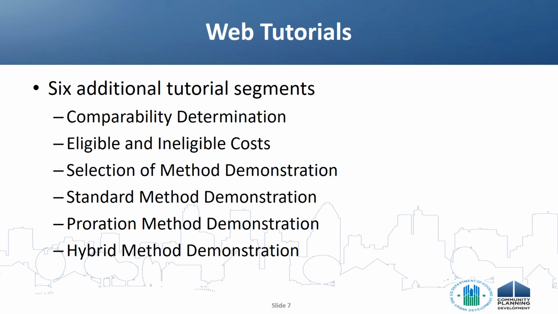There are 6 additional segments in this series of tutorials. In addition to this introduction, there are segments on the comparability determination, defining comparability and showing practical examples of projects that are not comparable and those that are, and delineating HOME eligible and ineligible cost. This segment highlights key costs that are common and even necessary in most projects, but that cannot be paid for with HOME funds.